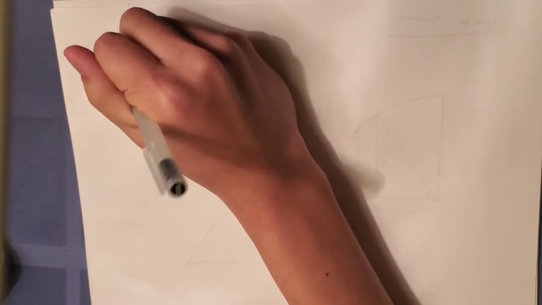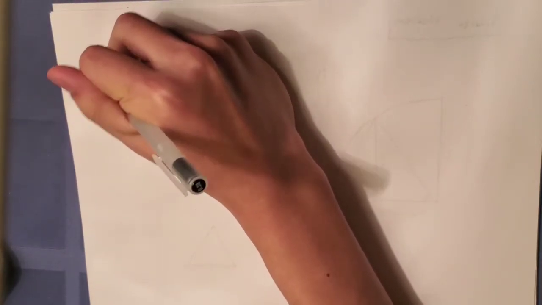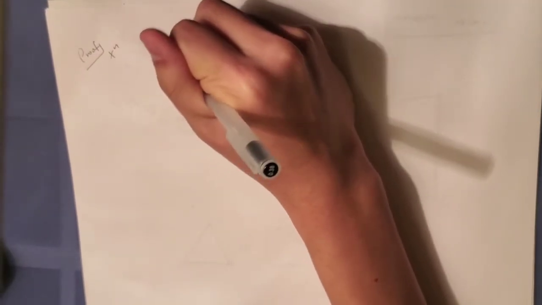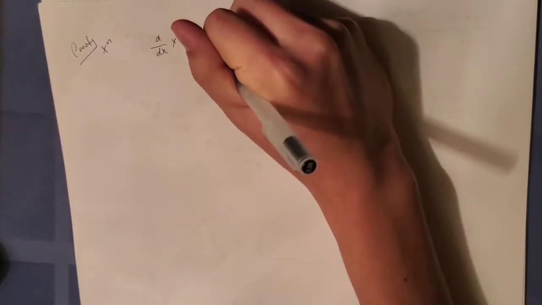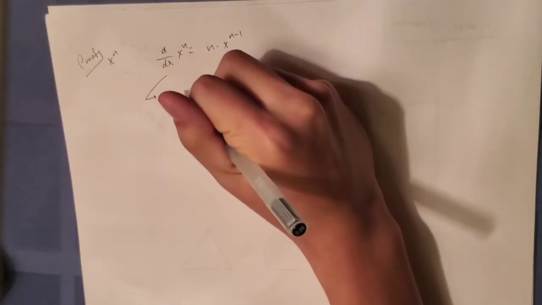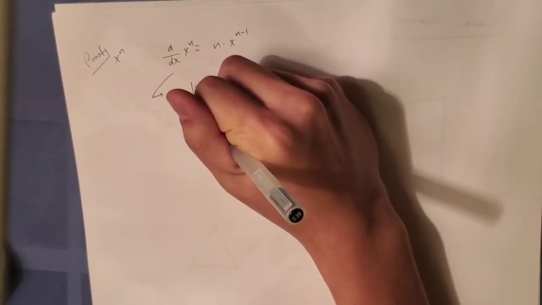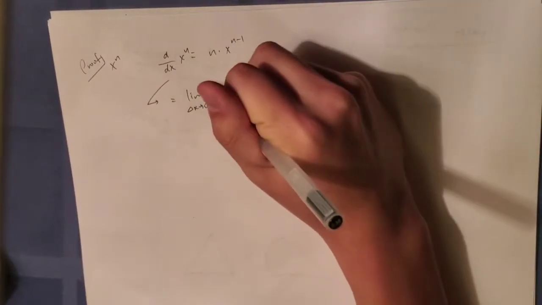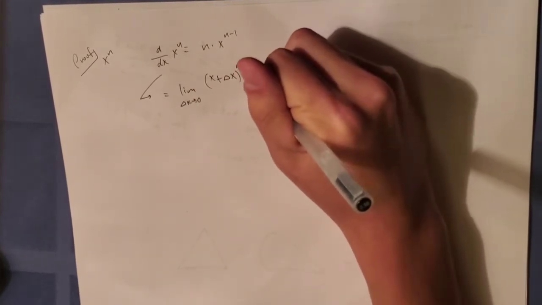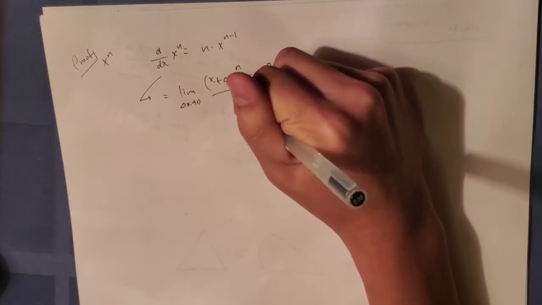So let's prove x to the n. As many of you could have guessed, the derivative of x to the n equals n times x to the n minus 1. But let's just prove this real quick. So we have that this equals the limit as delta x approaches 0 of x plus delta x to the n minus x to the n over delta x.